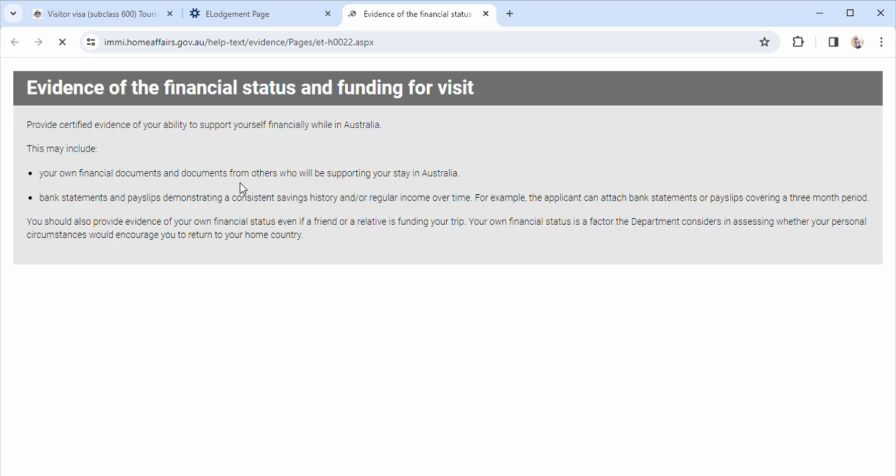As I explained to you when it came to the Canadian visa, almost all those documents I showed you are the same documents you should use when you're applying for the visitor visa. If you didn't watch that video, I will put the link for the required documents for the Canadian. Almost they are the same documents needed when you're applying for the Australian visa. As you can see here, your own financial documents and documents from others who will be supporting you. So almost the same documents.